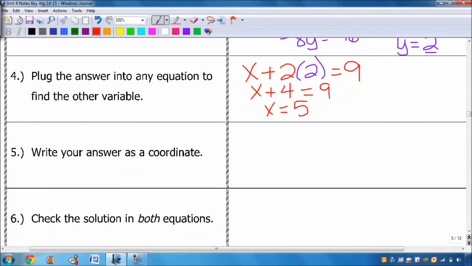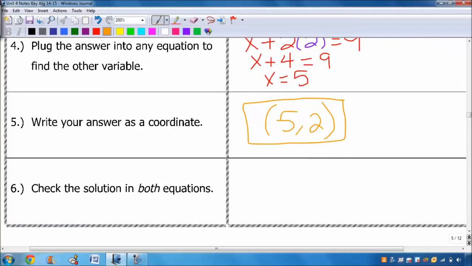So it says to write your answer as a coordinate. So my answer right here that I get is 5, 2, which is where my two graphs would intersect if I were to graph them out, just like we learned in our last video. Last thing I need to do is check the solution in both equations. So I'll go ahead and do that.